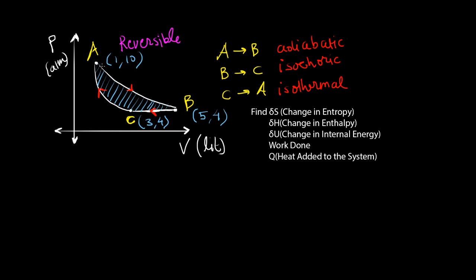curve is divided into three parts: A to B, B to C, and C to A. And they've given us that A to B is an adiabatic process, which means that there is no heat added to the system in that process. B to C is isochoric, which means the volume is kept constant.